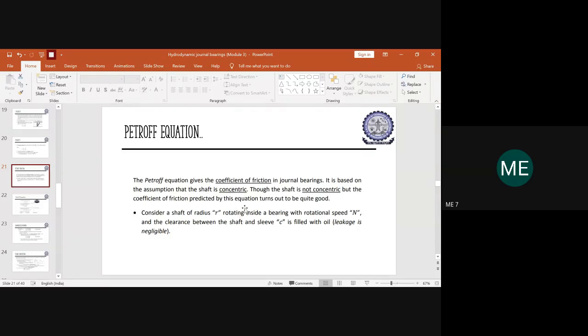After this assumption, the shaft radius is considered to be R, and the shaft rotates inside the bearing. The rotating speed is given by the letter N. The clearance between the shaft and the sleeve is represented by the letter c. This clearance will be filled with the lubricant film or oil. When you fill the lubricant film between the surface and the bearing, there will sometimes be some leakages, but in this derivation it is assumed that the leakage is very small or negligible. These are the basic concepts you have to keep in mind while deriving the Petroff equation.